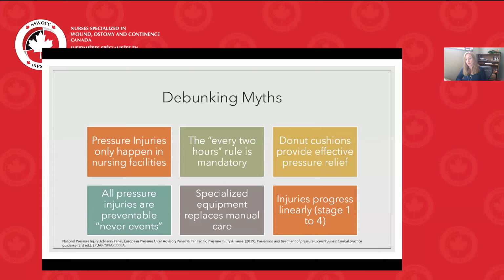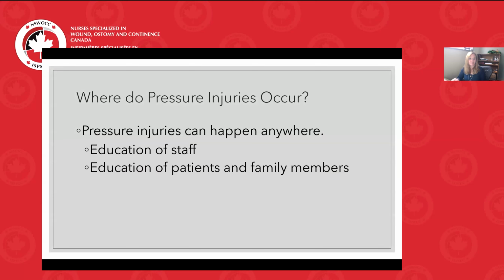Like I said previously about the donut cushions. All pressure injuries are preventable or never events. Specialized equipment replaces manual care. And injuries progress linearly. So these are all myths that are out there that you might hear.